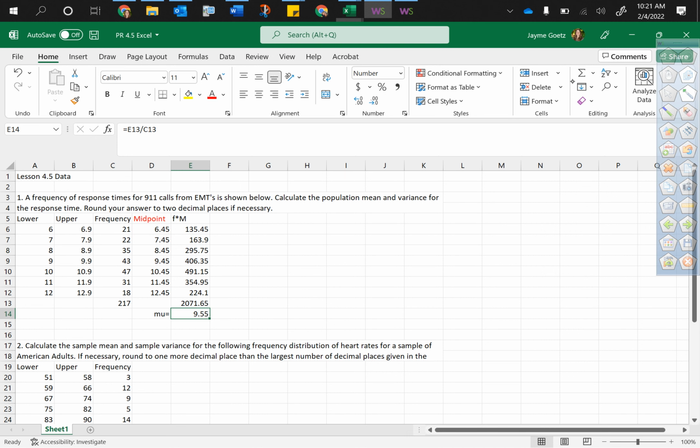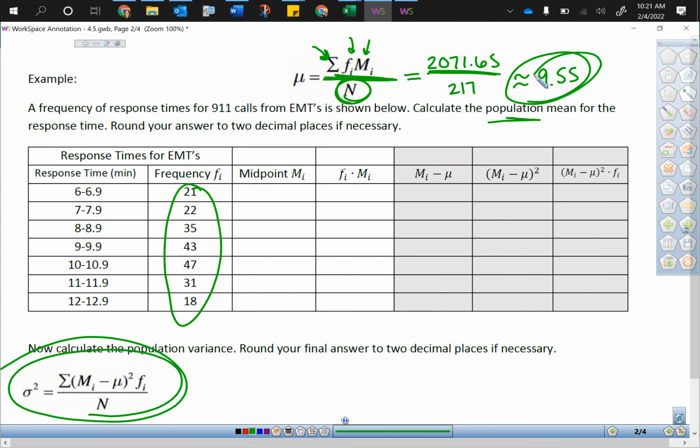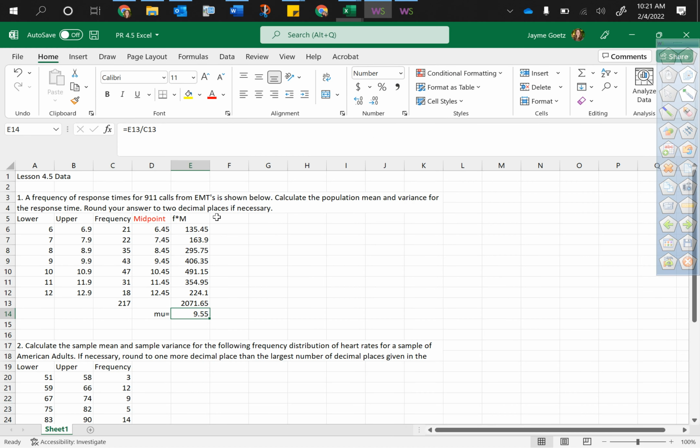Now let's calculate the population variance. The formula for population variance I have down here. You guys again have it on your sheet. We want the sum of my midpoint minus my mean squared times my frequency, all over the population size. Do we have the midpoint? We've already calculated that. Good. Do we have the mean? Did we just figure out the mean? Absolutely. So my next column right here is going to be my midpoint minus my mean.